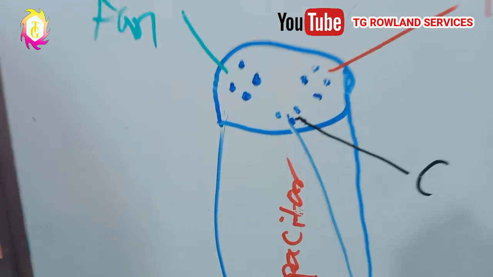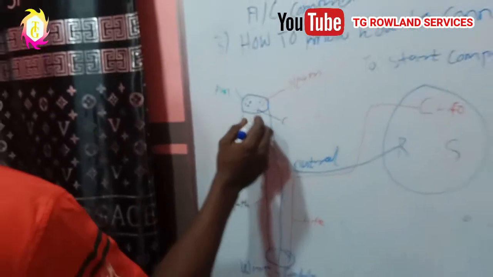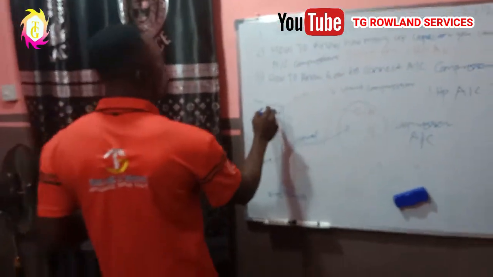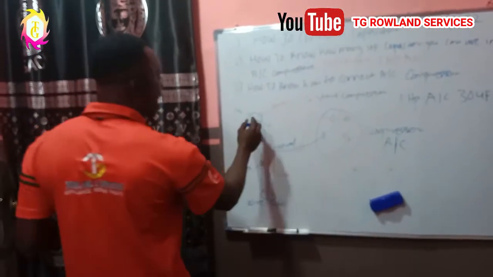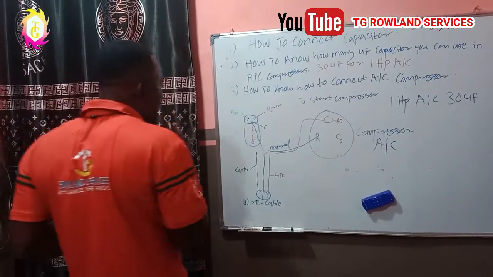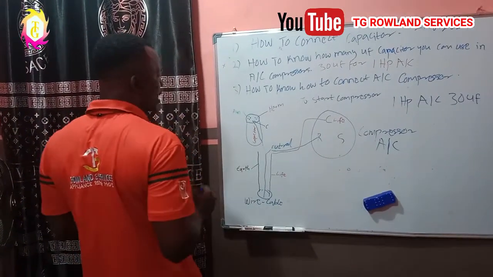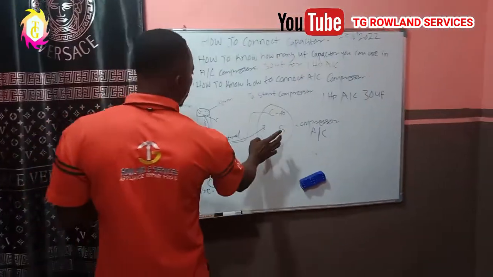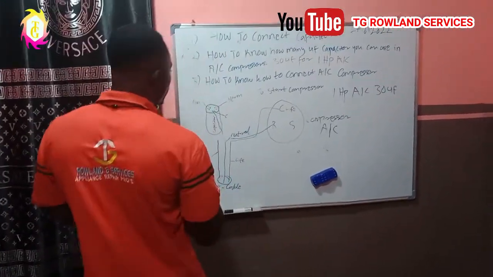This place now is what? You are giving neutral to this place. The neutral line has gotten to this clip, to this terminal on the capacitor. Now you ask yourself, okay, how am I going to connect everything for this compressor to start very well?